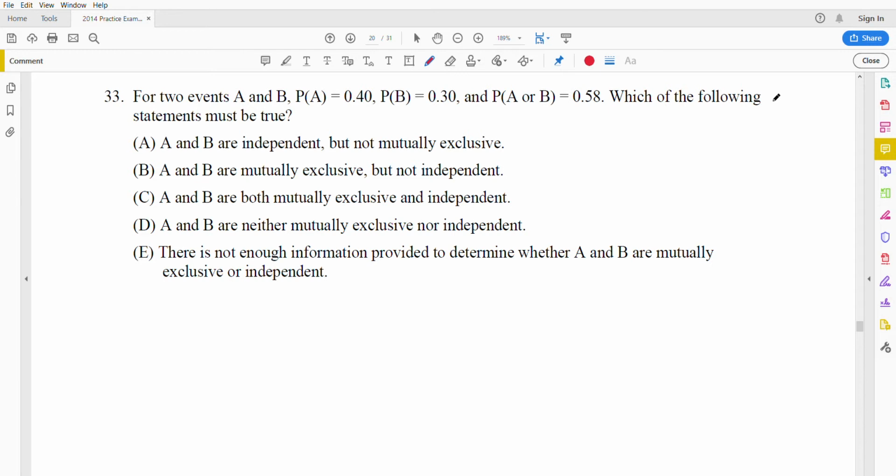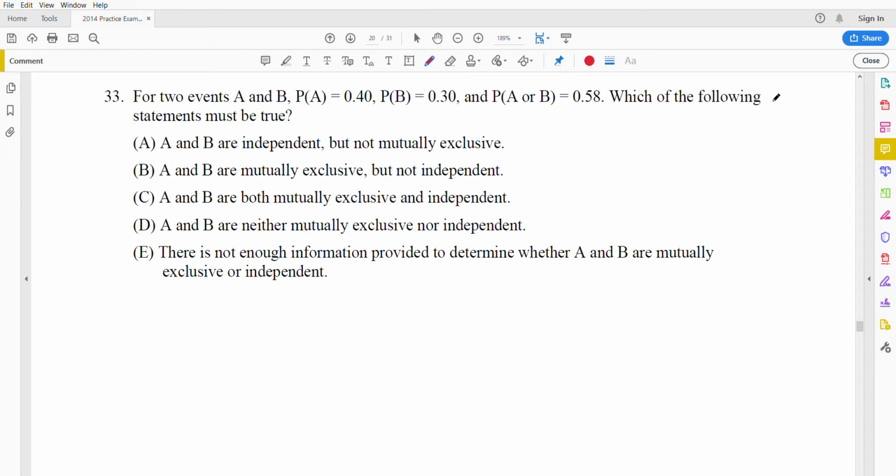It says, for two events, A and B, the probability of A, which by that they mean the overall probability of A, is 40%. The overall probability of B is 30%, and the probability of A or B is 58%. Which of the following statements must be true?